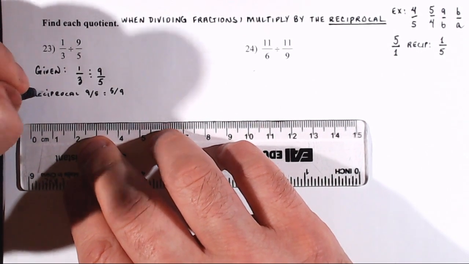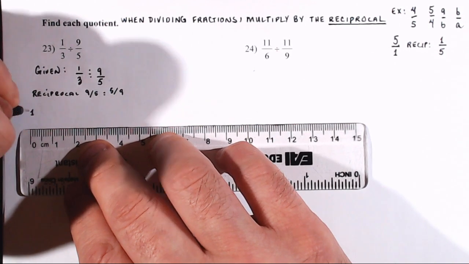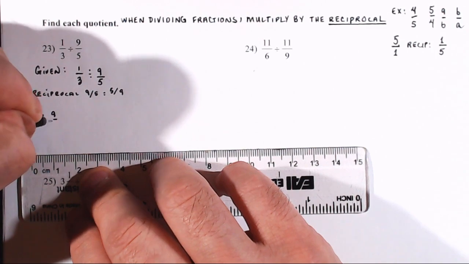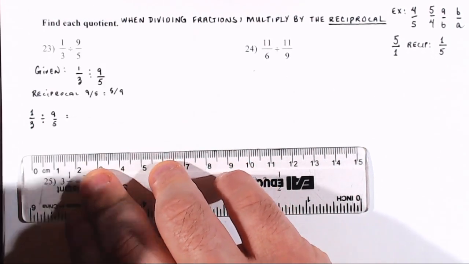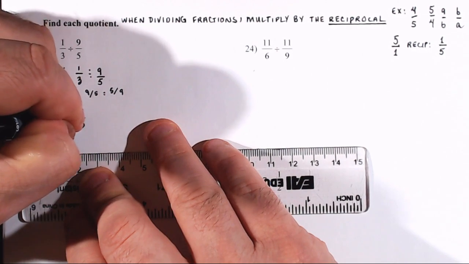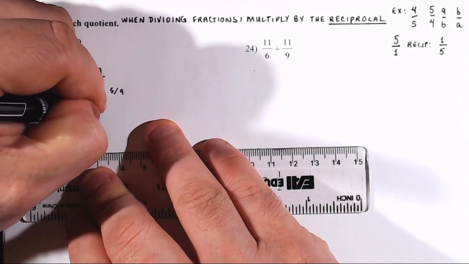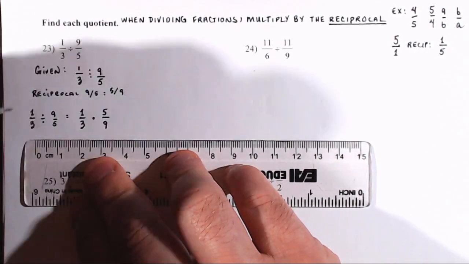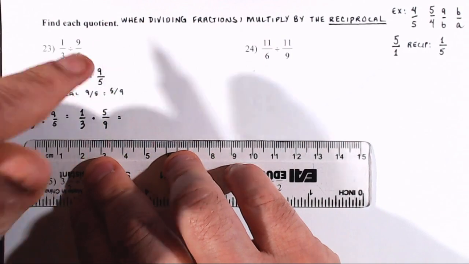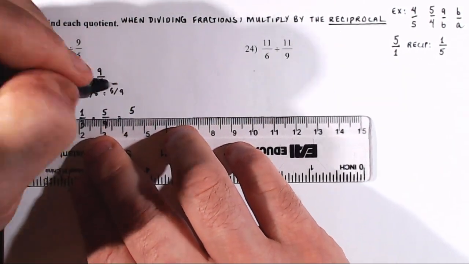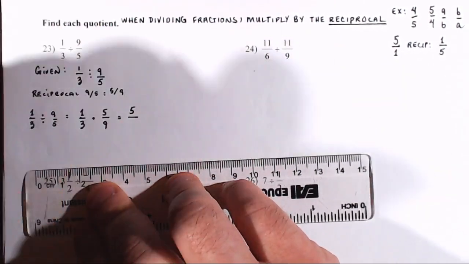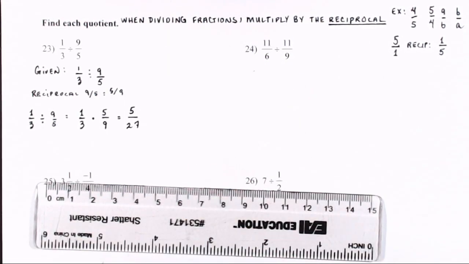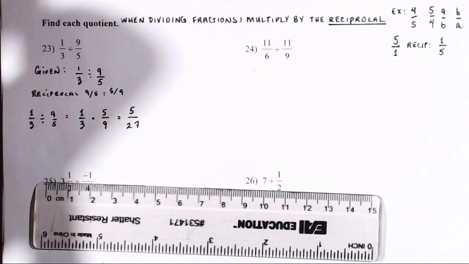So the answer, what we do here is we say 1/3 divided by 9/5 is equal to 1/3 times 5/9. And what does that equal? 1 times 5 is 5, and 3 times 9 is 27. So the quotient of 1/3 and 9/5 is 5/27.